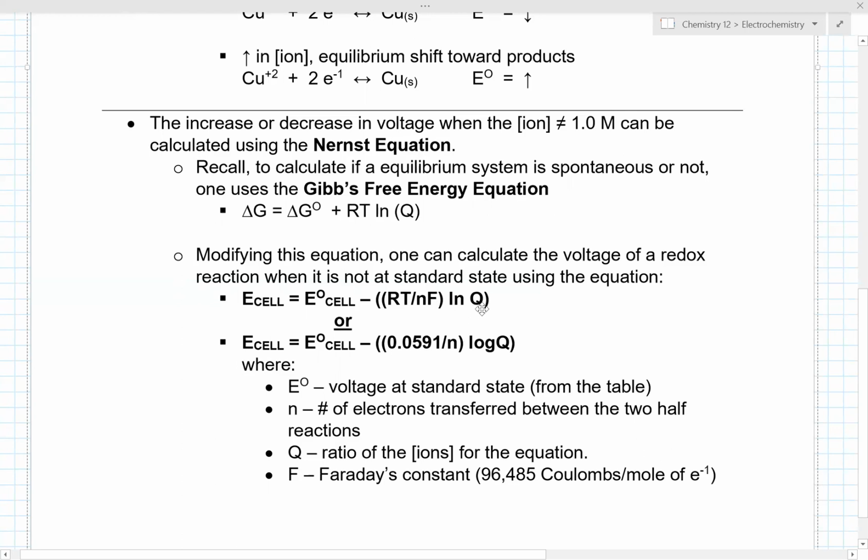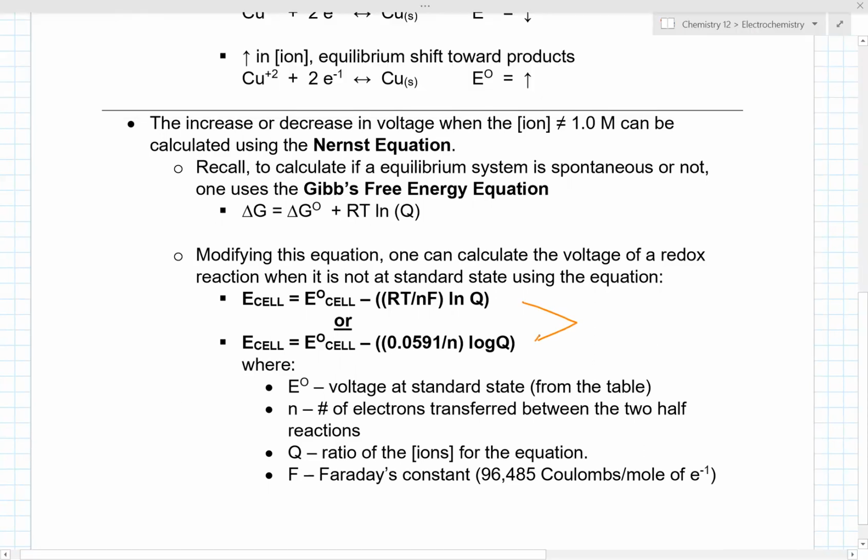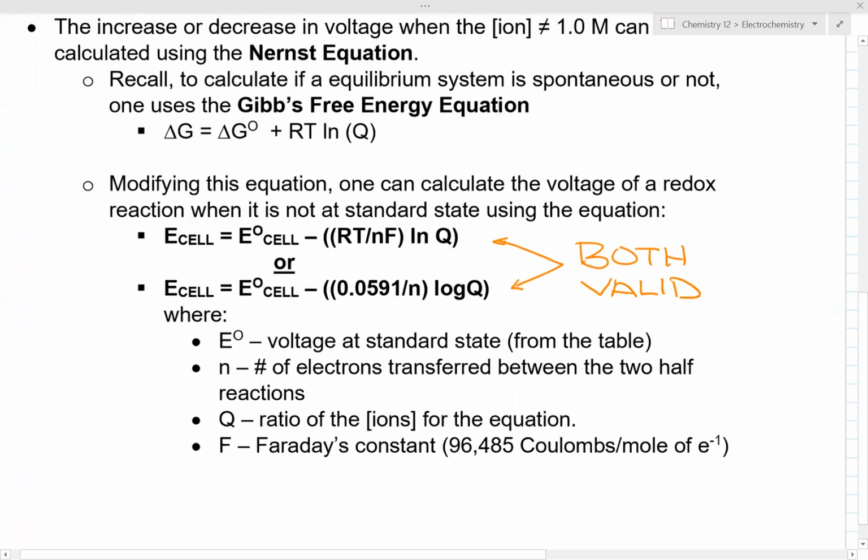Q is, again, the Keq expression, the ratio of products over reactants. Now, you can be given it in this form where you use the natural log, or you can be given the other form where you are given log of base 10. Both of these are valid in terms of how to calculate the voltage of a cell when it's not at standard conditions.